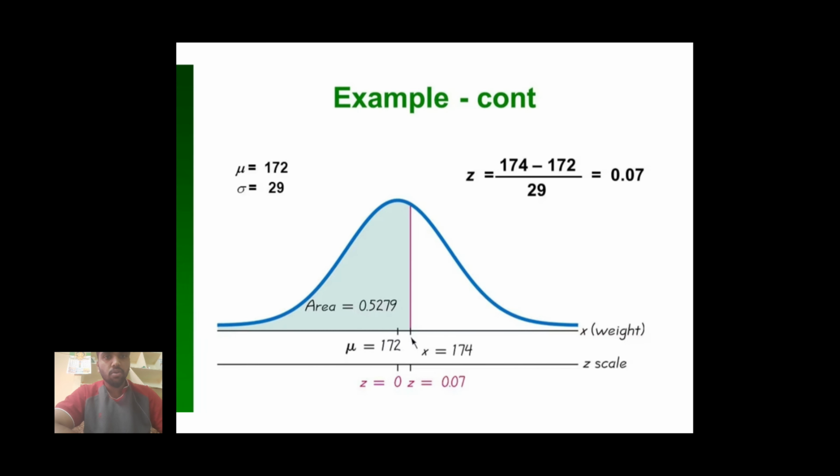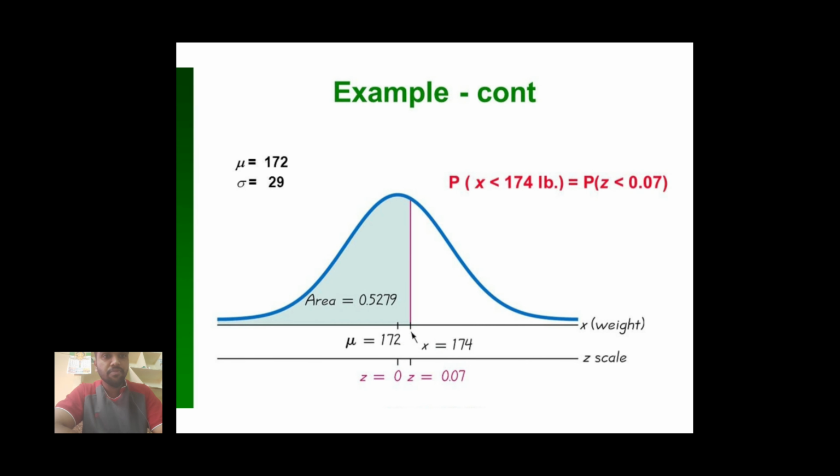Here mu is equal to 172, sigma is equal to 29, and z is equal to 174 minus 172 divided by 29, which is equal to 0.07. The area to the left side is equal to 0.5279. Mu is equal to 172 and x is equal to 174. Here the x axis denotes weight, and z is equal to 0 at the mean, and z is equal to 0.07 at x equal to 174.